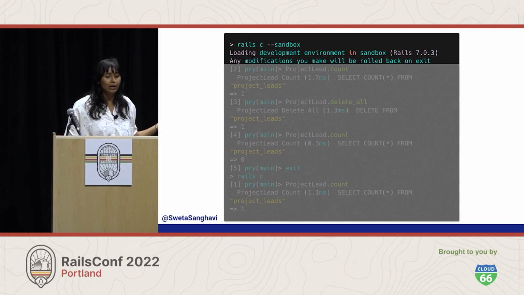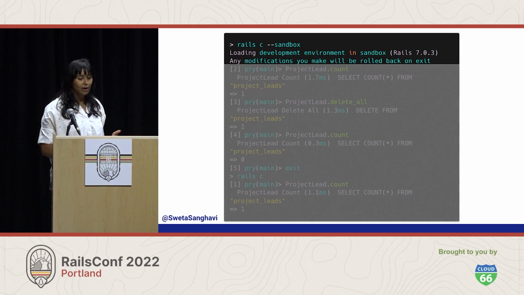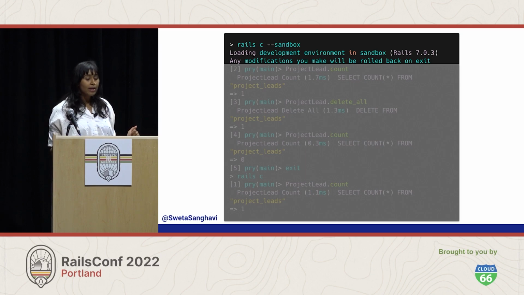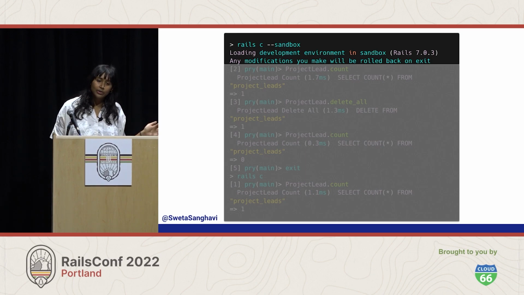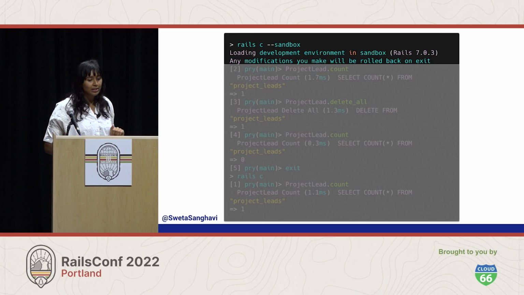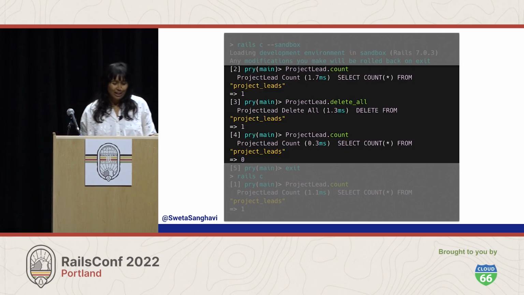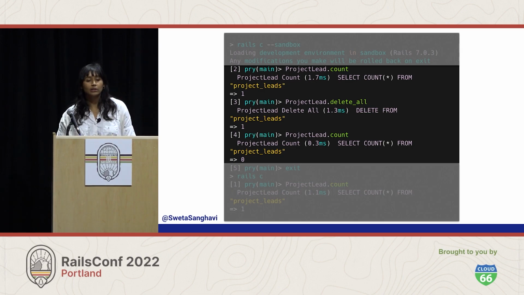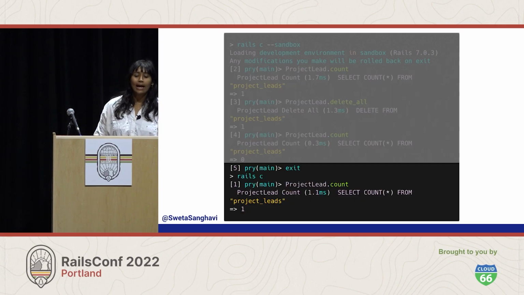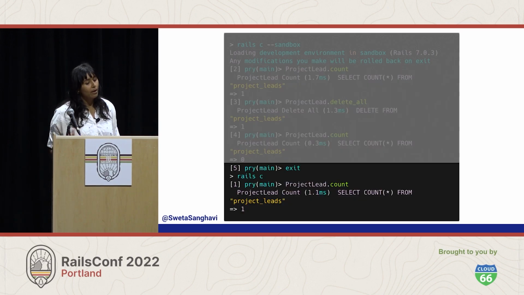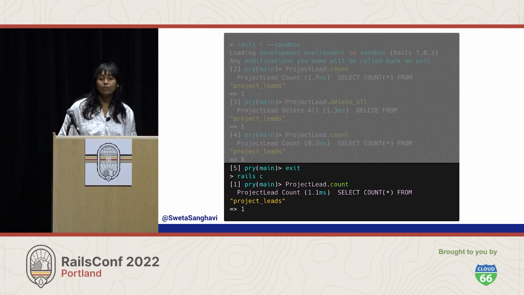When we spin it up, we automatically see any modifications you make will be rolled back on exit, which is comforting, but some of us might want to confirm that. And so let's take a look at my local database. I have one project lead, that I'm going to delete here. So we can see at the end the count is 0. When I exit out of this console and spin up a console again, we can see that that record has been rolled back, or has come back.